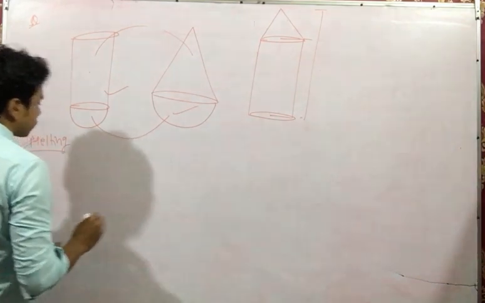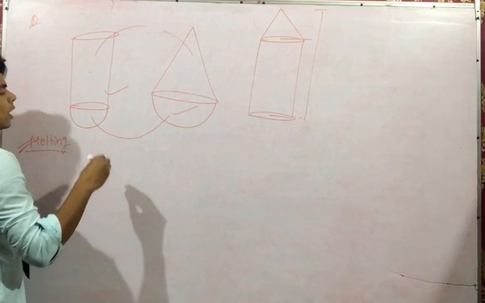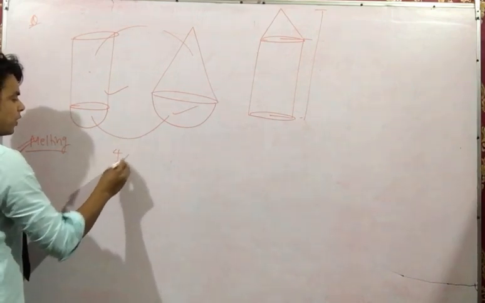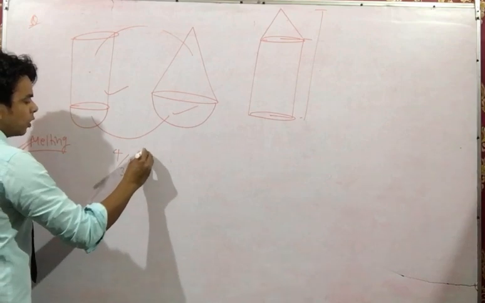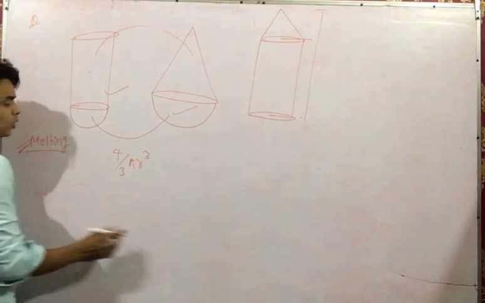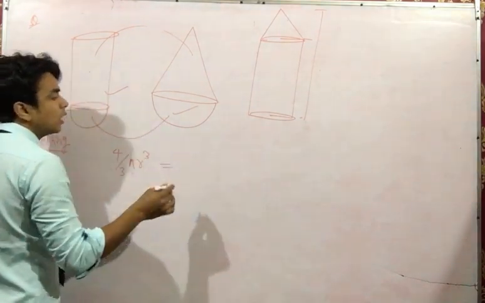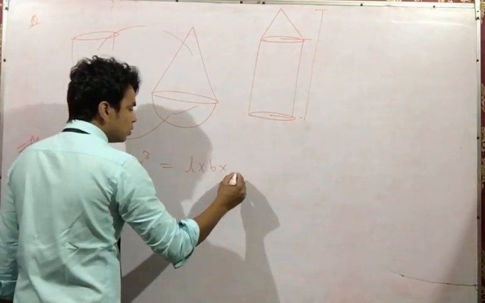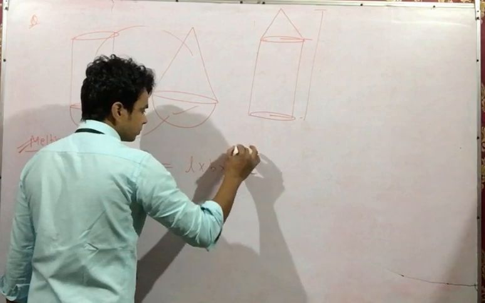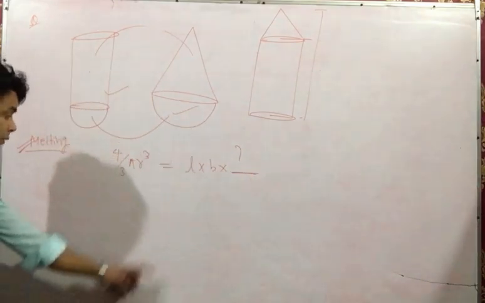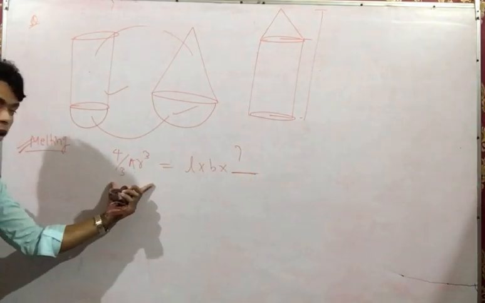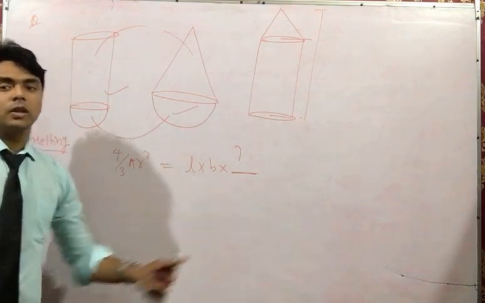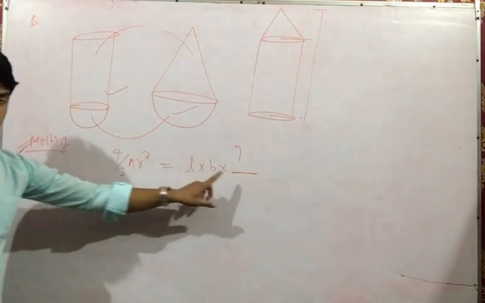Suppose I ask you a question that a cube is there, or a cylinder is there, or a sphere is there. Suppose a sphere is there. The volume of the sphere is 4 by 3 pi r cube. It is melted into a cuboid. The volume is L into B into H. They will not give you H. They will give you R. You can find the volume, and then they will give you L, B, and they will not give you H. You can find H from there.